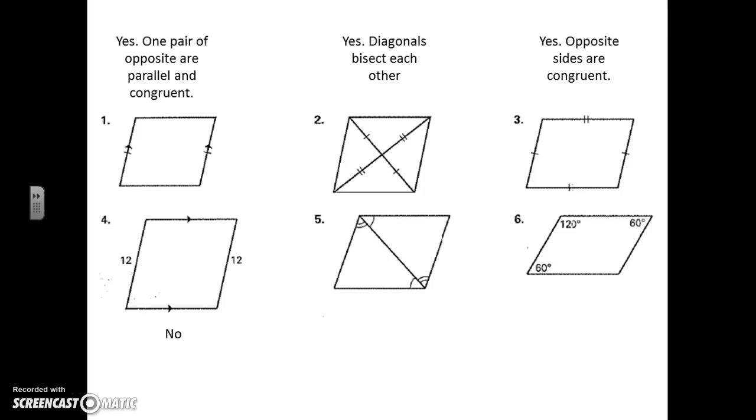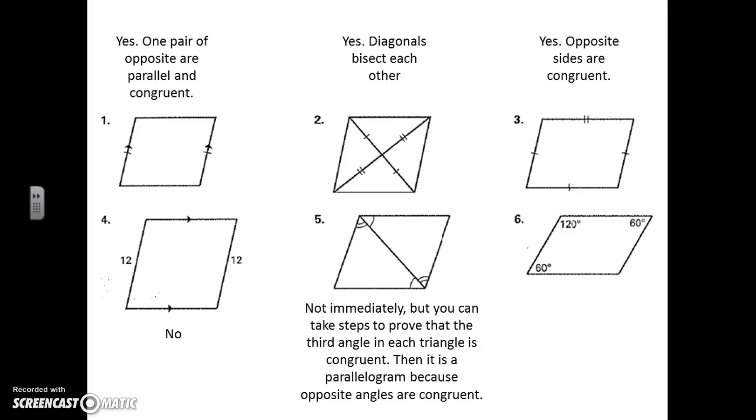And 5, I can't immediately prove that to be a parallelogram, but I can take steps to prove that the third angle in each of the 2 triangles that the diagonal has created would be congruent. Therefore, this would be a parallelogram because the opposite angles are congruent. And in number 6, I see that the angle 120 is supplementary to both of its adjacent angles. So yes, that is a parallelogram.